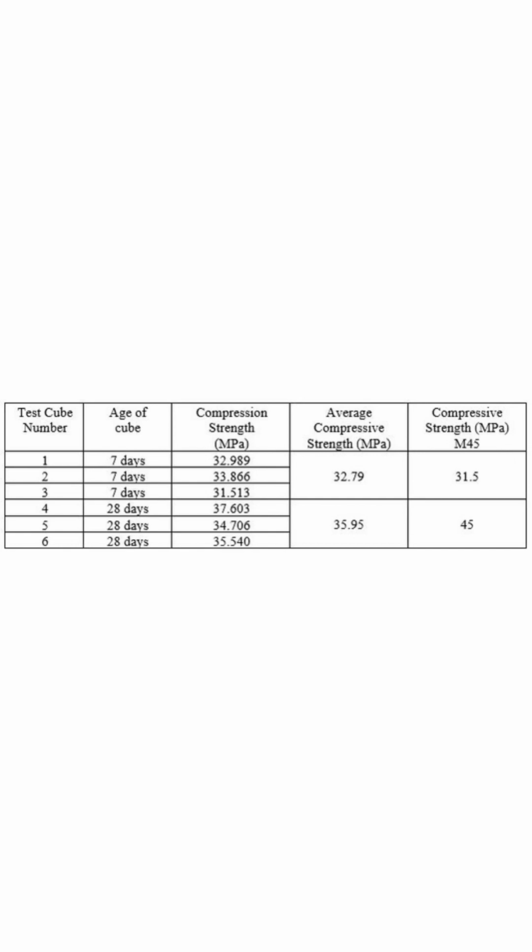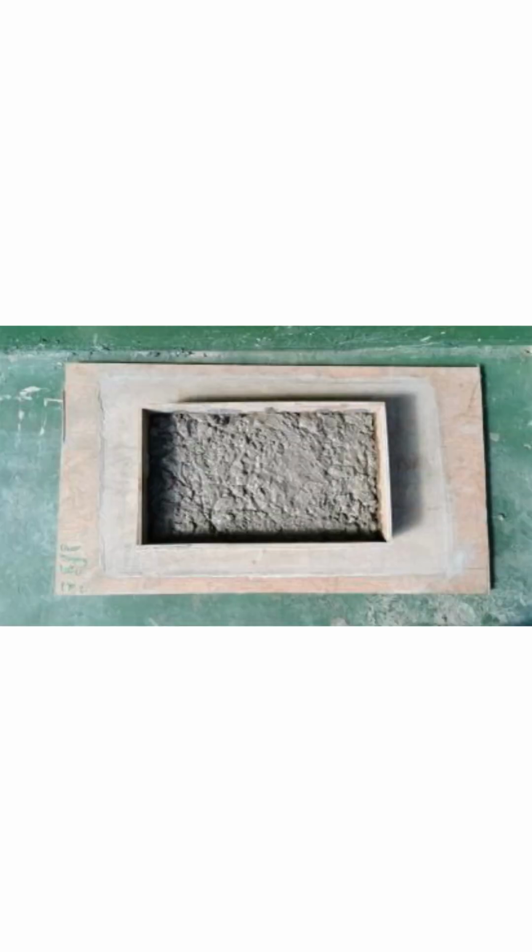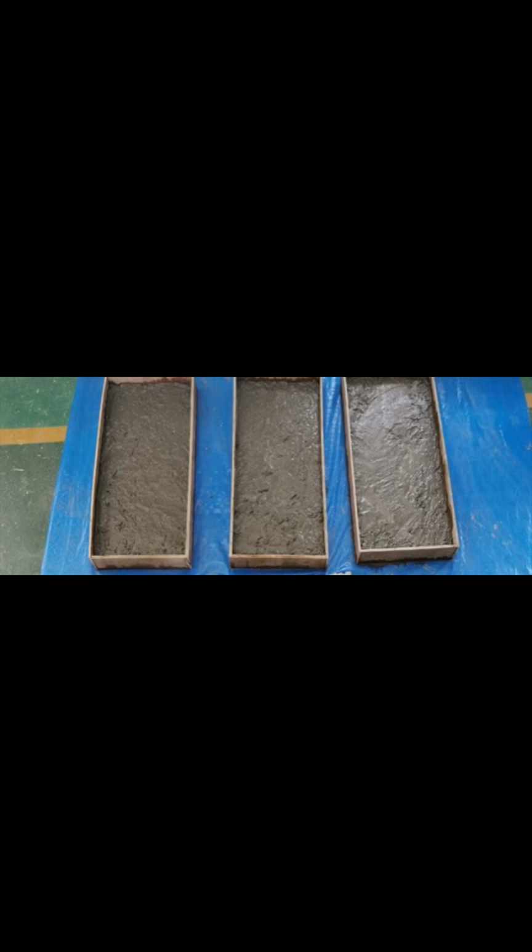For the 7 days, we get the average compressive strength of about 32.79. And for 28 days, the average compressive strength is 35.95. After getting the result, the next process was to produce the slab pavement by using the same mix design. The concrete was then poured into the formwork and left to dry for 1 week before removing the formwork.